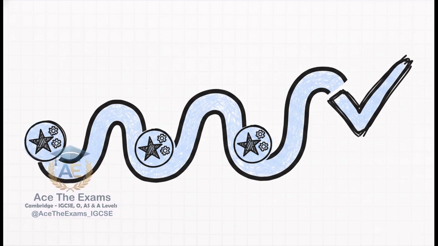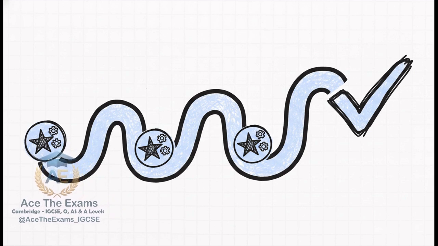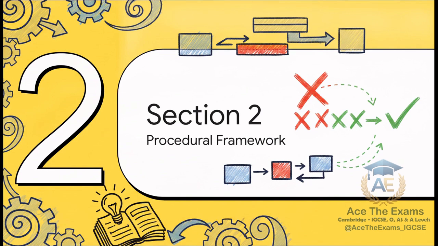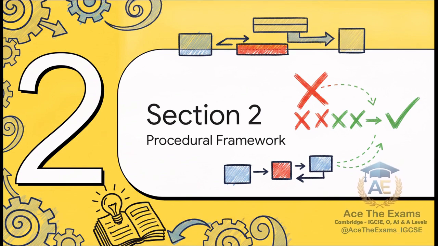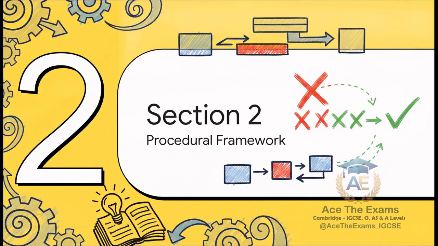The examiner needs to see the gears turning in your head. You have to make your logical reasoning completely visible on the page. Let's transition into Section 2, the procedural framework. This is the exact methodology top-performing students use to systematically process pseudocode problems without dropping a single point.